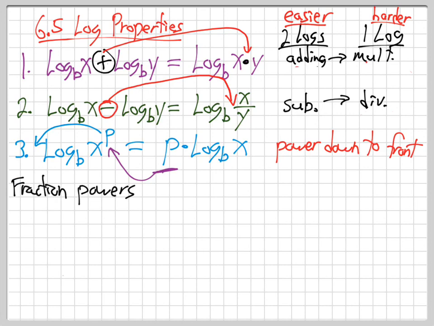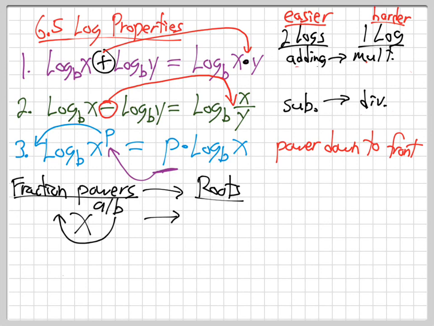Fraction powers lead to roots. So if you have x to the a over b power, the b swings around and goes in the hook. The a stays where it's at. Write it like this. There we go. The x to the a doesn't change, but the b swings around and goes into the hook.